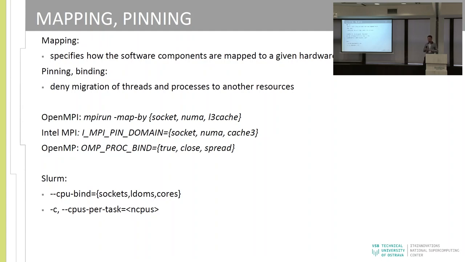If I use close, it means that threads will be mapped to cores as close as possible. If I use spread, the threads will be spread across all available cores. I will describe it in more detail later. Because in our system we use SLURM, SLURM uses the parameter cpu-bind with similar values for OpenMP and Intel MPI. And the easiest way to specify mapping and pinning is with the -c parameter that specifies the number of CPUs per task. It is how many cores will be assigned to each MPI process.